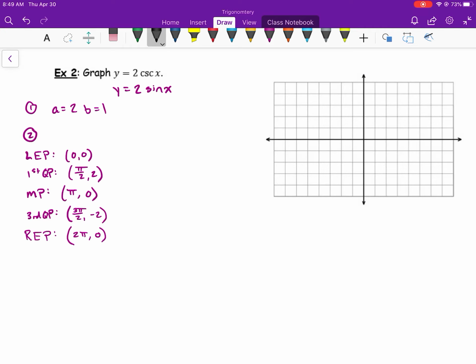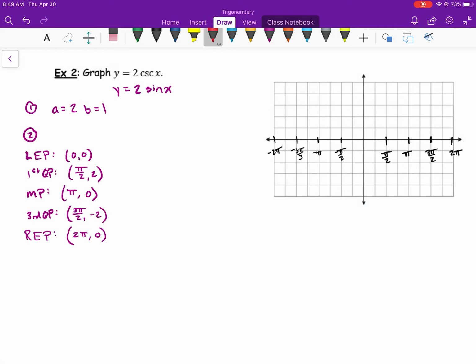Now going by halves again. Pi over 2, pi, 3 pi over 2, 2 pi. Negative pi over 2, negative pi, 3 pi over 2, and negative 2 pi.